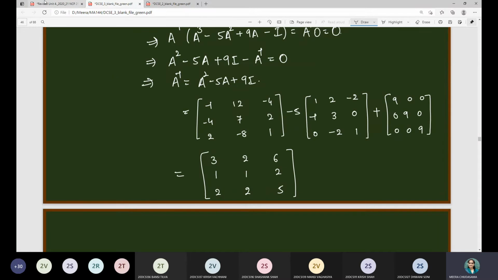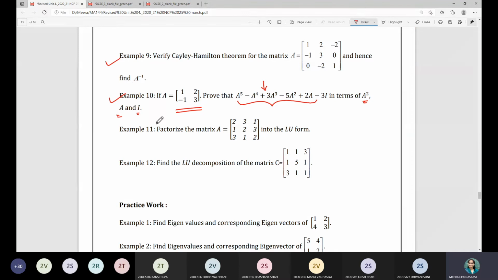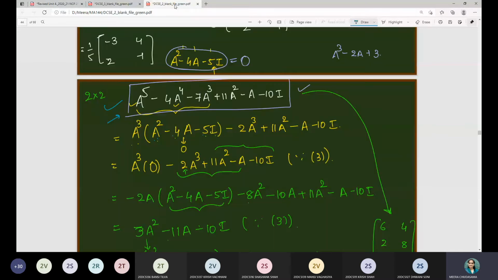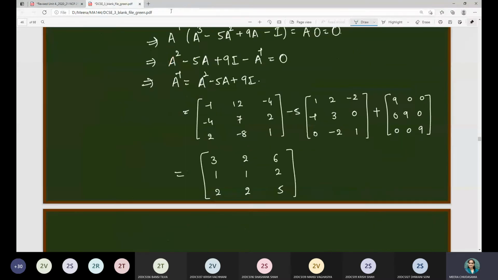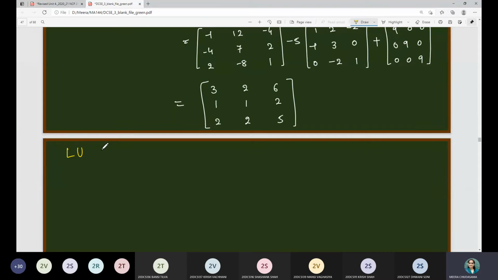Okay, so those are the examples regarding the Cayley-Hamilton theorem. Next, we are going to start with the LU decomposition of a matrix. So, what is this LU decomposition? Okay, so I am going to start now. This is the last topic of your unit, LU decomposition.